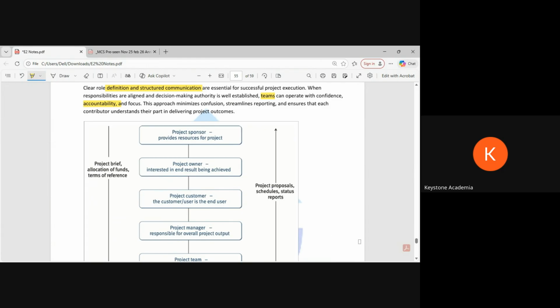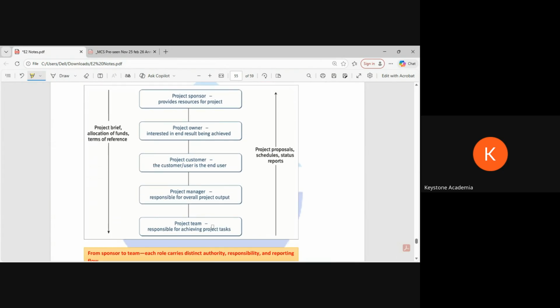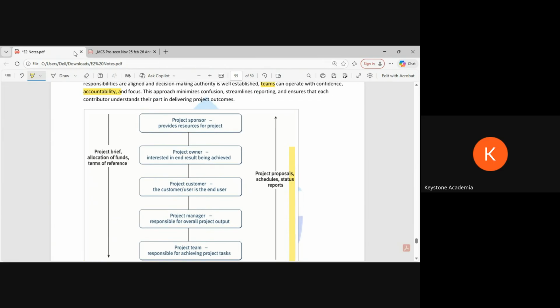Then project manager. Your role is like a project manager. They are testing your project management skill. Responsible for overall project output to achieve the quality within the time frame using the resources we agreed on. And project team, obviously now we'll have different skill, different department responsible for achieving project task. So the briefing, allocation of funds, time, taking the time, cost and quality is coming from here. And the proposal status report will go from down to up. So if you're communicating live, this might.